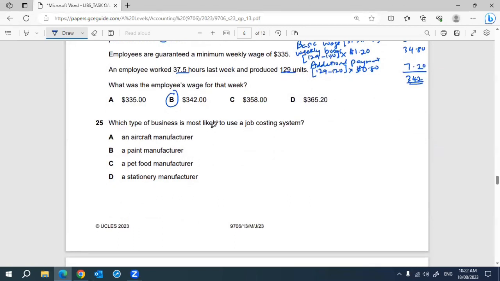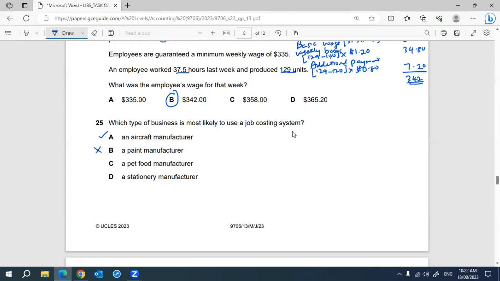Which type of business is most likely to use a job costing system? So the job costing system is a system where each unit produced is custom made or personalized, unique, right? So that best describes an aircraft manufacturer, okay? Because a paint manufacturer, the paint is to be used by the public, right? So the types of paint produced are the same, they're not custom made.